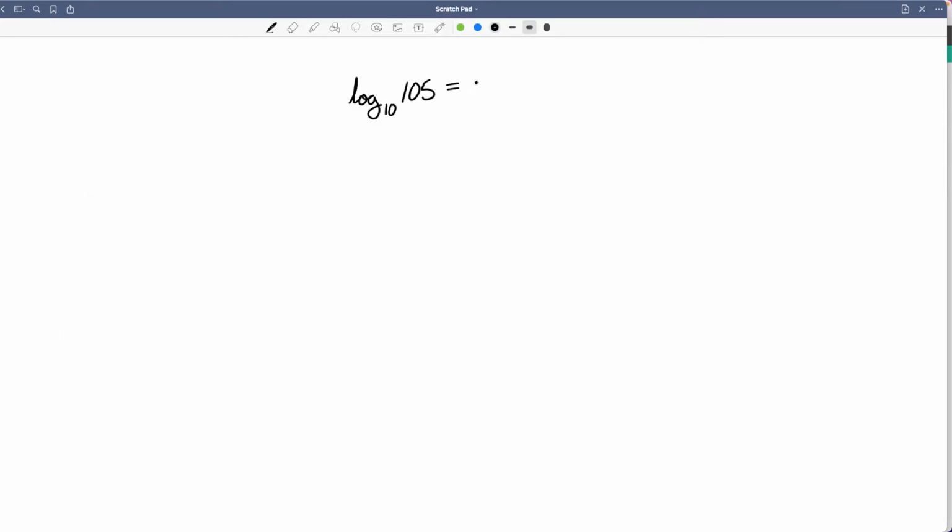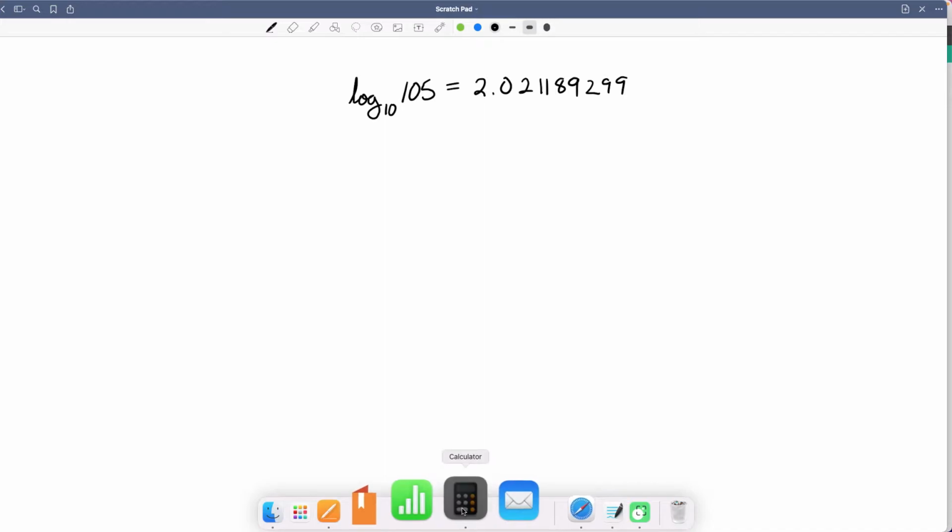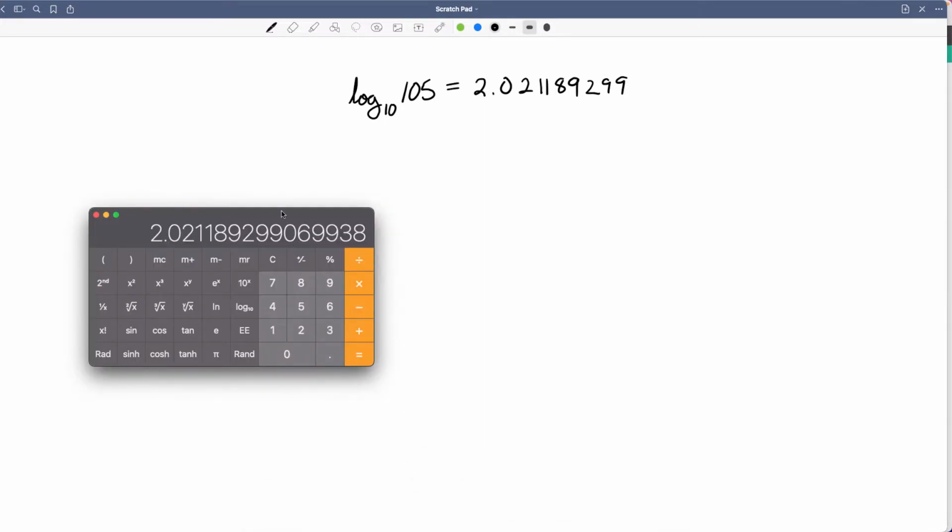So we would type our answer here, 2.021189299. And the reason, I'll show you why I stopped at 9. Typically, when you come up to a 0, you can stop right between the last number and the 0. That's a good stopping point.